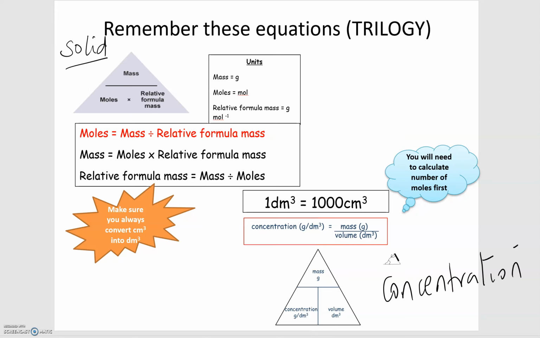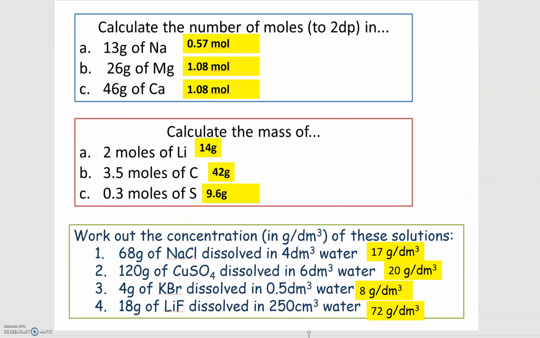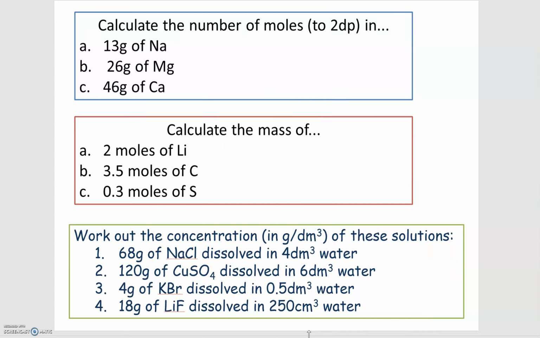So the top formula was to calculate the number of moles in a solid only, because you have a different formula for liquid and gas. And the bottom formula here is calculating concentration. Now, if I was to work out these questions, let's go for a blank slide before I give you the answers. So if I need to work these questions out, for the top two, you write down your triangle: number of moles is mass divided by molar mass, then you can use your triangle.